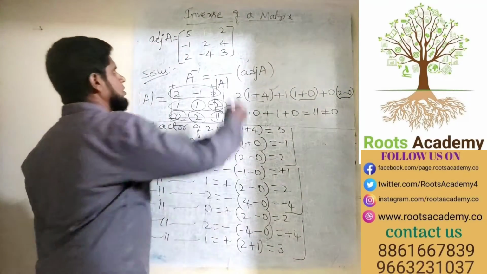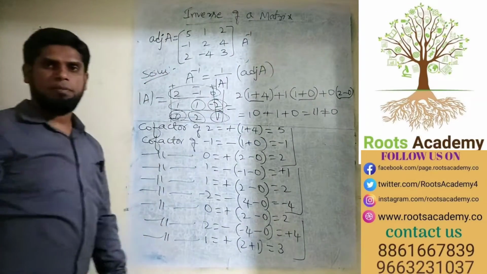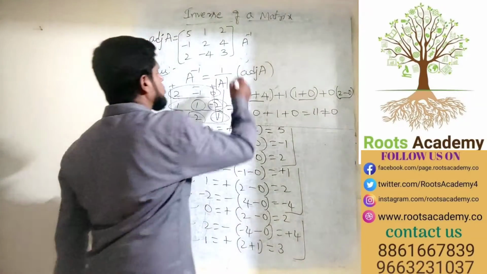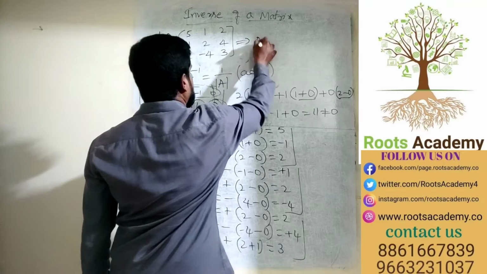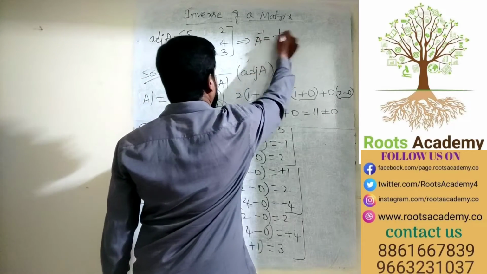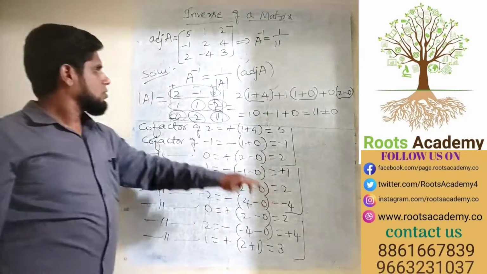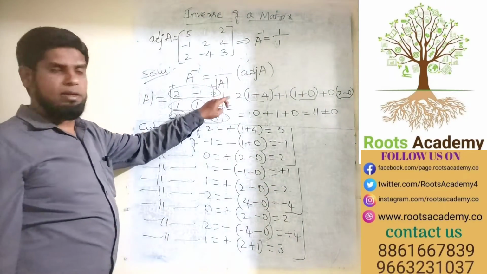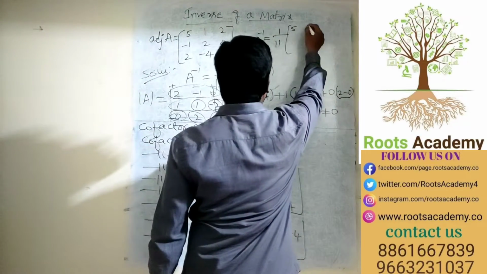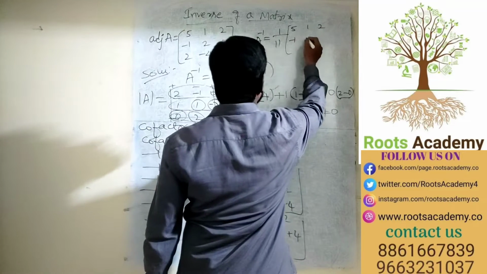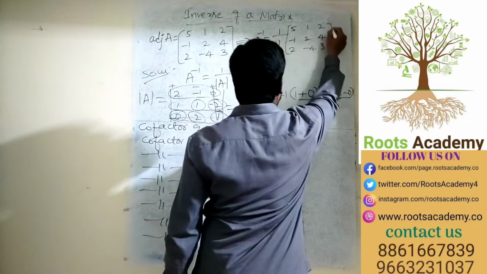Now let me write the formula. The formula is already written here. Let me substitute in the formula. So we will get A inverse is equal to 1 divided by 11. 11 is the value of the determinant. So I have written 1 divided by 11. Now the adjoint. What is the adjoint? 5, 1, 2, minus 1, 2, 4, 2, minus 4, 3.